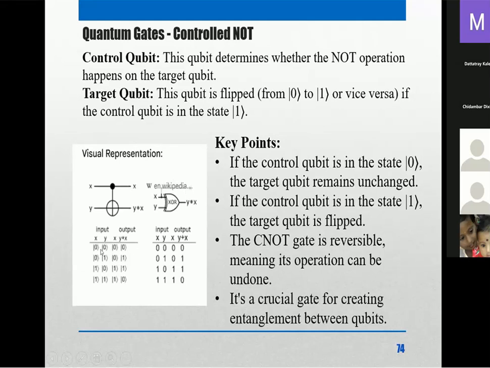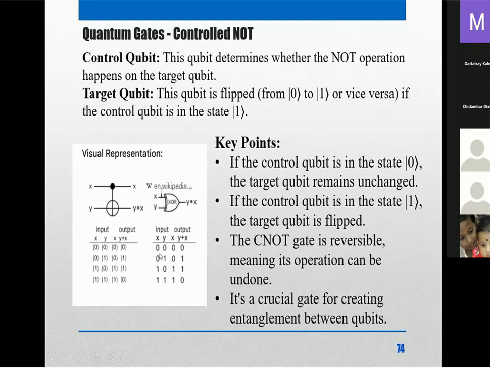Input is X and Y: 0, 0, 0, 1, 1, 0, 1, 1. You can see here output X is 0, 0, 1, 1. But how will it happen? When you make Y plus X, the state of output is going to be changed when you use X. The output will be Y, and Y plus X is going to be changed because of the excited state.